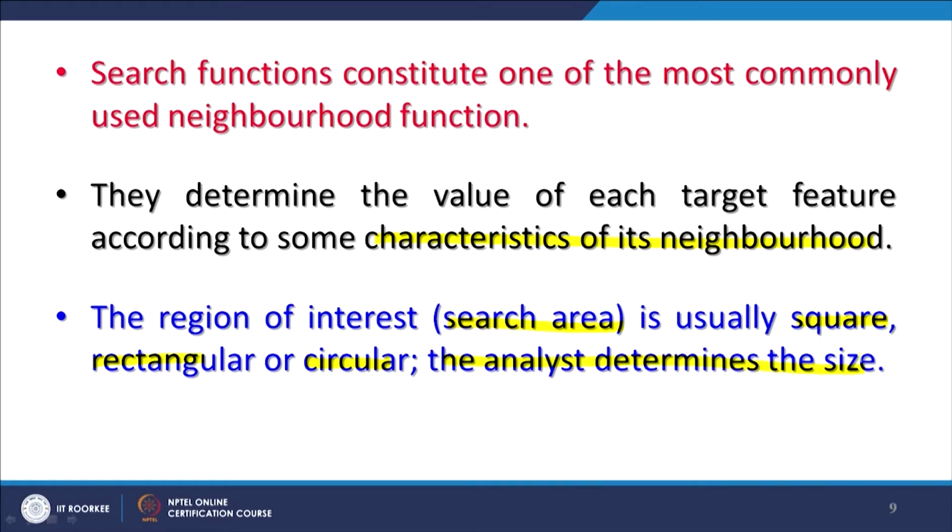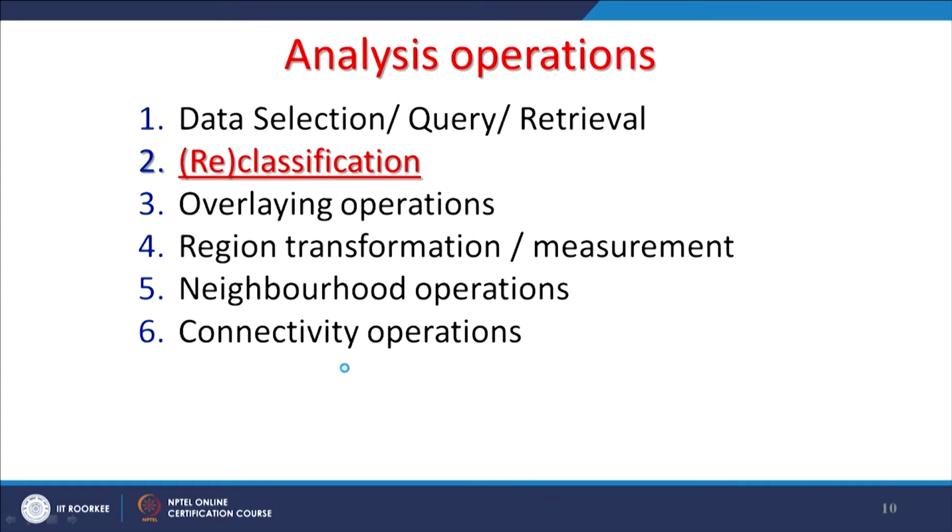That means that I may have an arbitrary boundary, like a district boundary or a watershed boundary or basin boundary. So it is not necessary that I should have only a square, rectangular or circular shape. I can have any shape and still I can perform search either on the vector data or raster data without any problem.